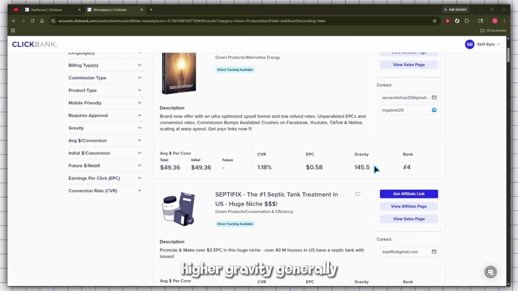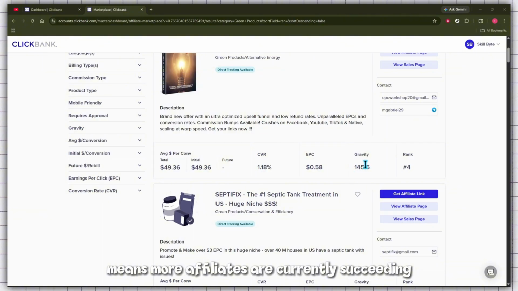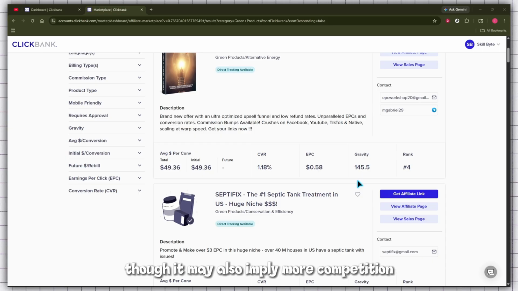Higher gravity generally means more affiliates are currently succeeding, which can signal a proven market, though it may also imply more competition. Always consider the niche and your traffic source when weighing that trade-off.